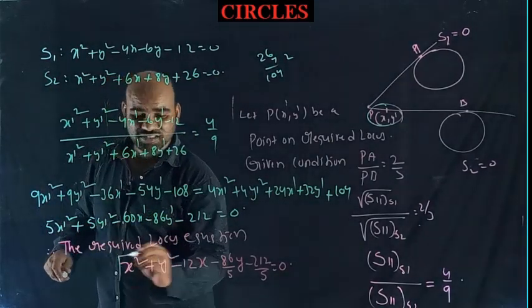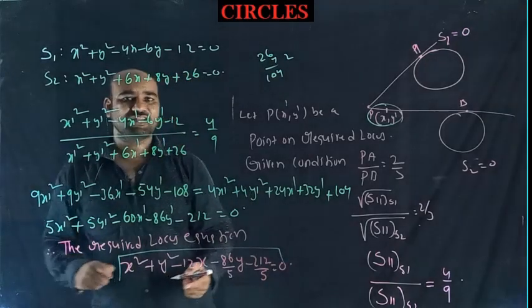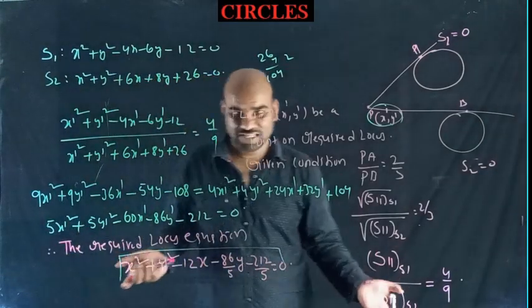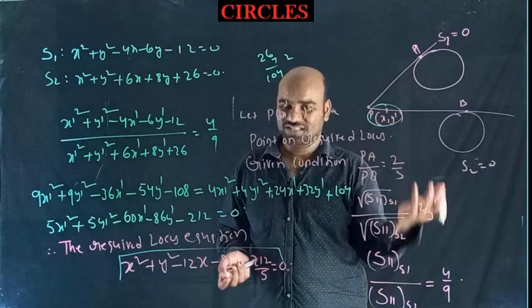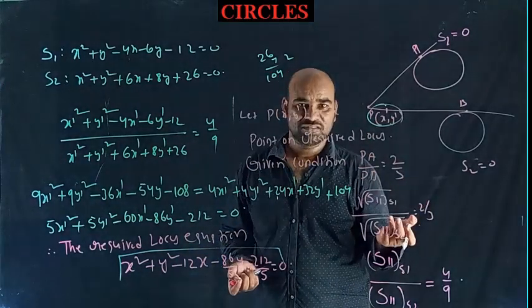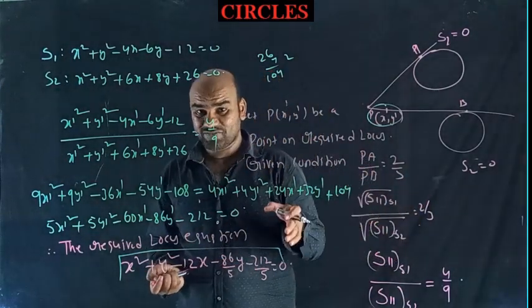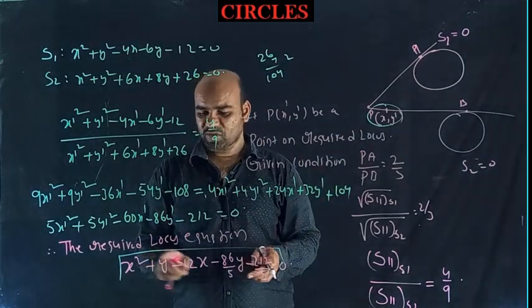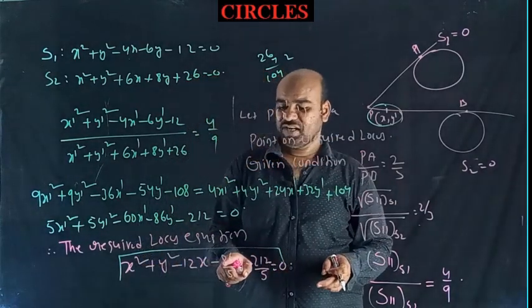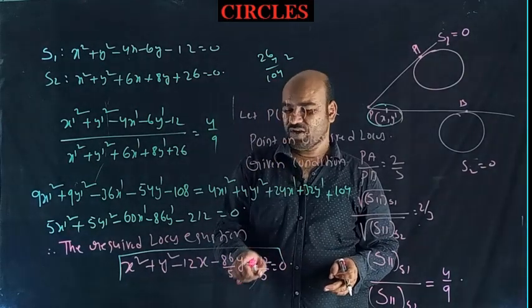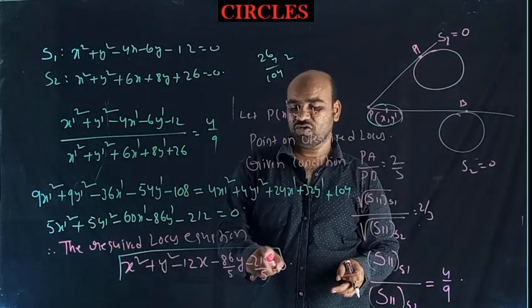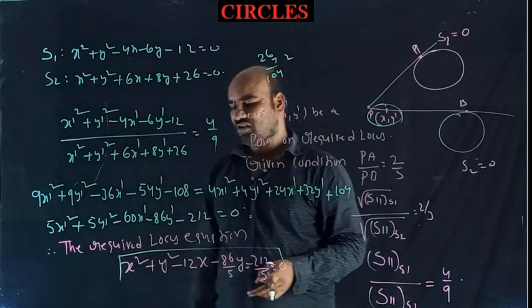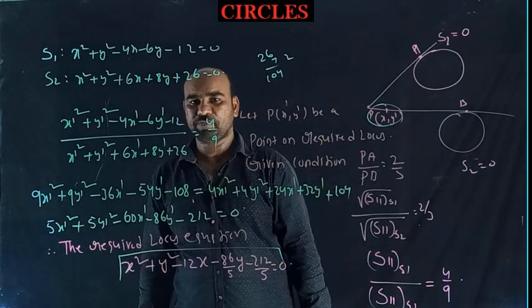So what this answer says is that the locus equation is nothing but a circle. Sometimes they will ask: find the locus equation, and if the locus equation represents a circle, find its center and its radius. So x square plus y square minus 12x minus 86 by 5 y minus 212 by 5 equal to 0 is the locus equation of the point P.